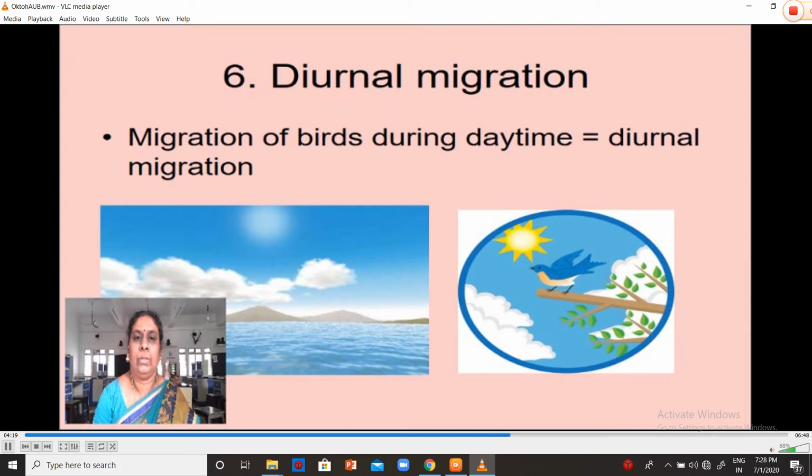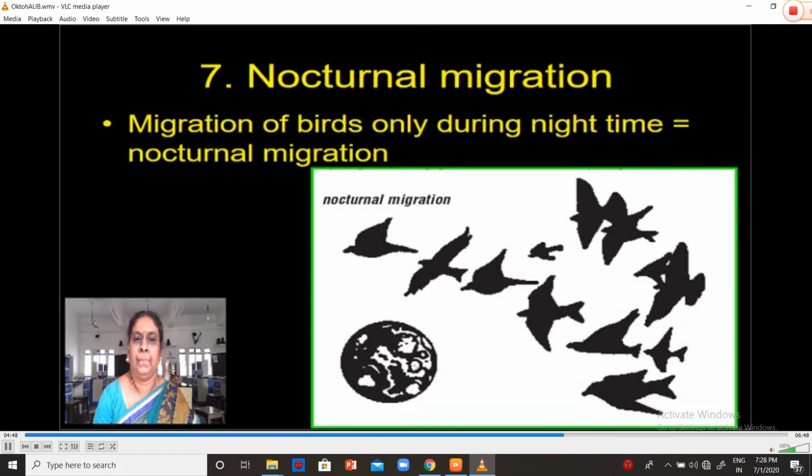The sixth one is diurnal migration. The birds which migrate during the daytime are called diurnal migrants. So we find during the daytime, birds leaving their nest and going to the feeding ground and coming back to their nest in the night. Such migration that usually takes place during the daytime is called diurnal migration.